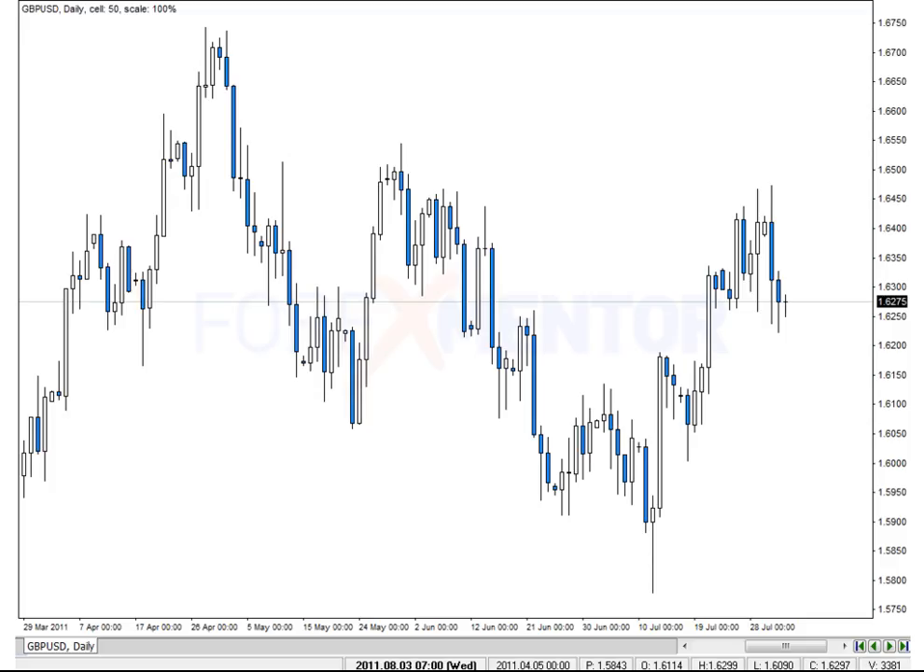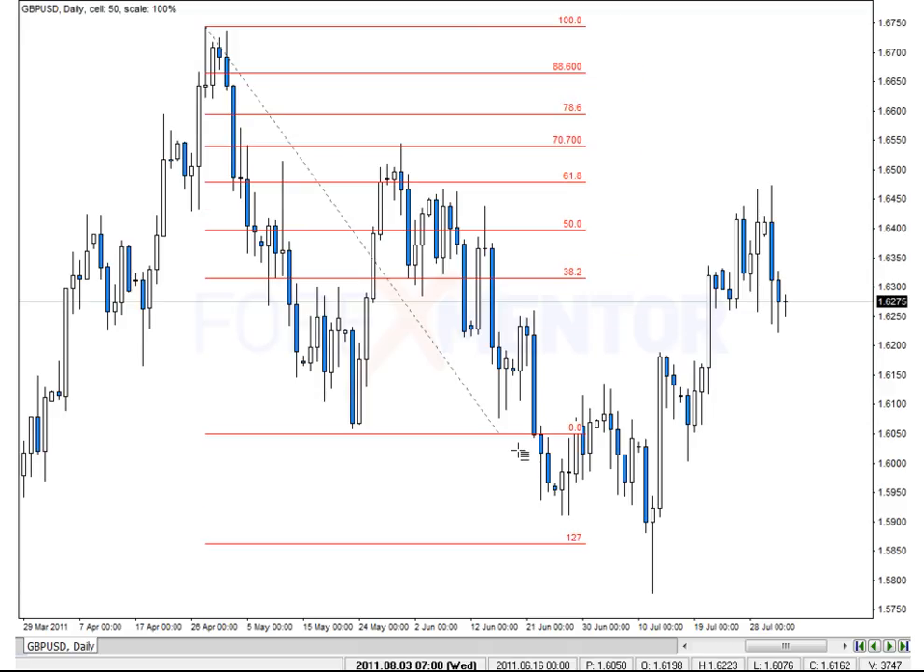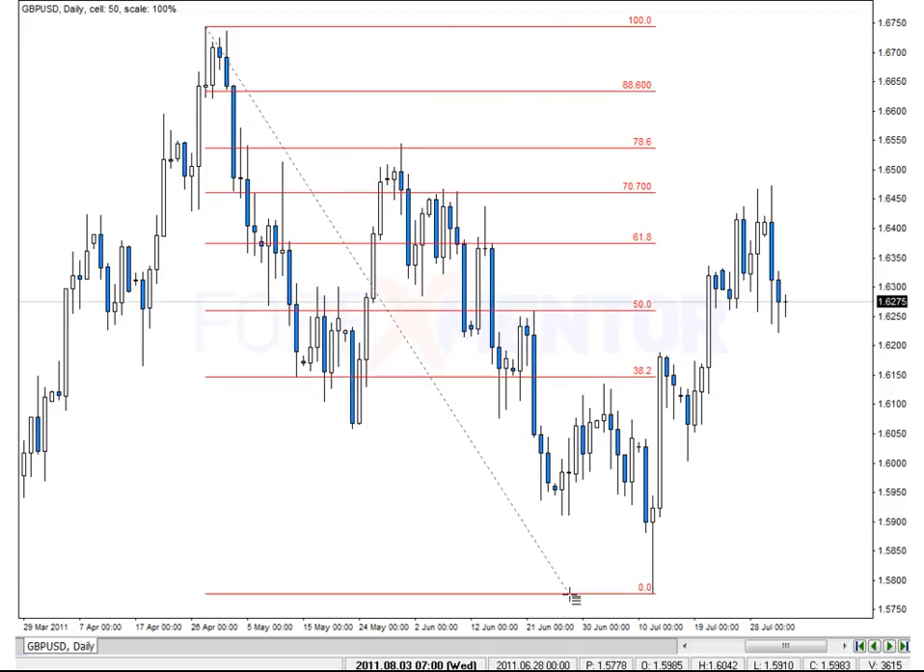Hi traders, this is Andrew and I want to show you an example of what they call patterns within patterns. Again, we're starting on the higher time frames first. So we have a daily chart up, and what you want to do is look at the larger swing, from the very high down to the very low.